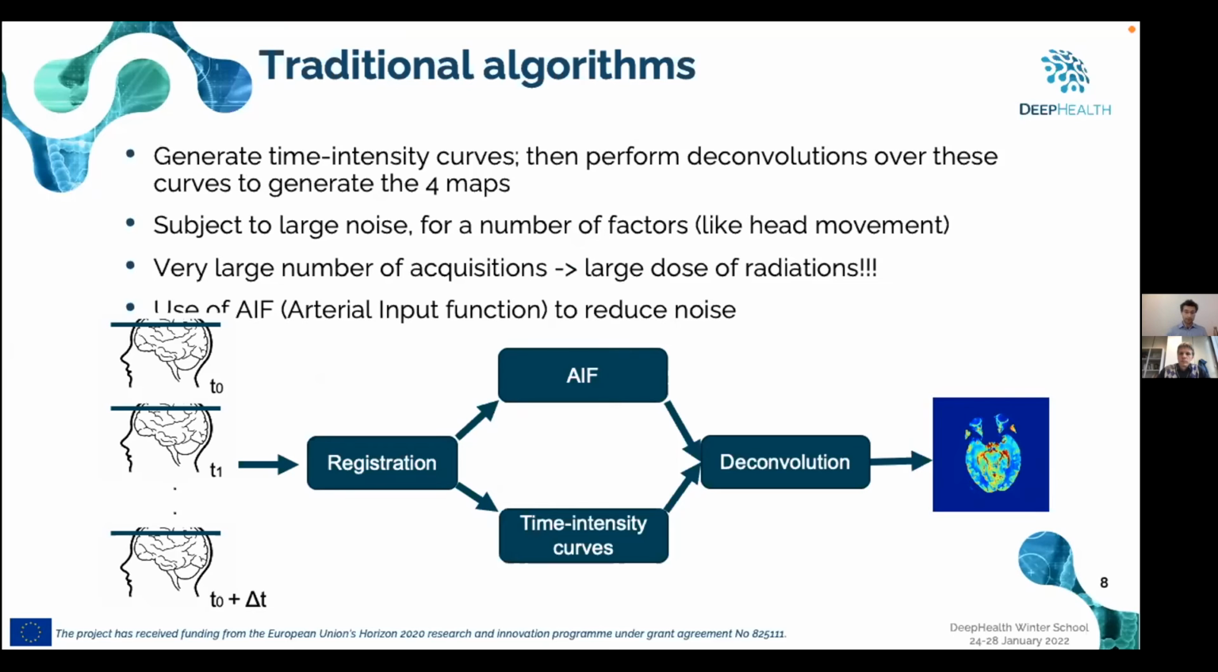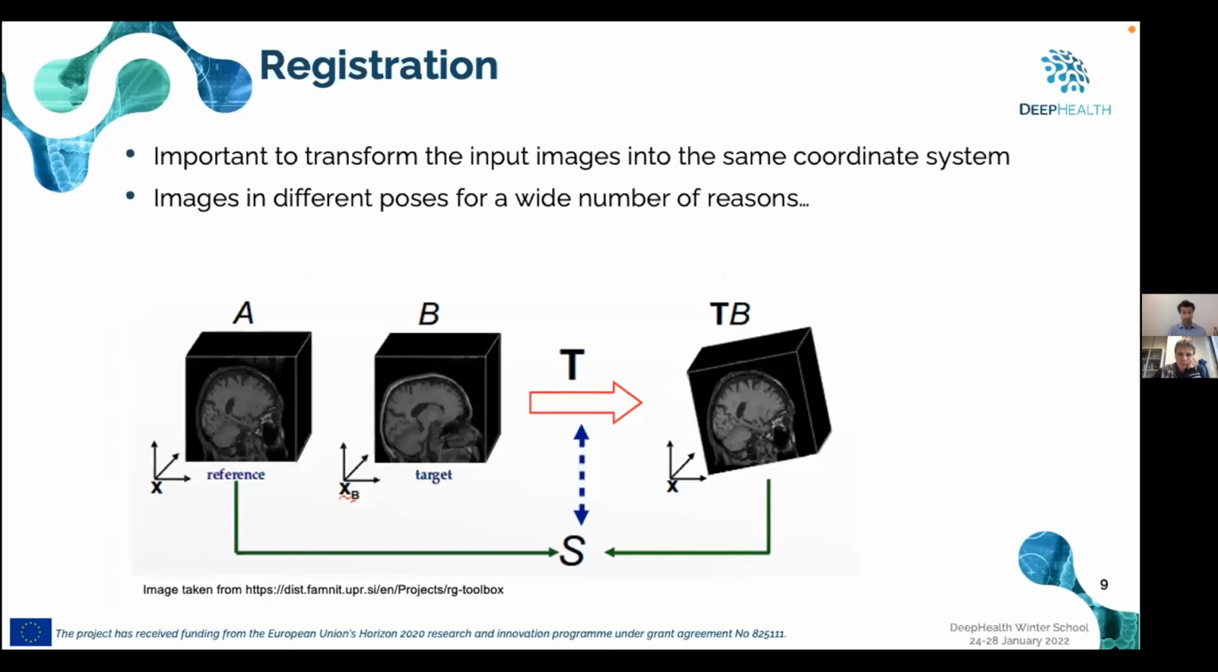Then, of course, we need to generate the time intensity curves, which are those presented by Federico, and the so-called arterial input function, which are both necessary towards the algorithm which generates the maps that are very useful to identify the ischemic core and the penumbra regions. The convolution algorithms are state-of-the-art, and they're the traditional approaches for the solution of these problems.